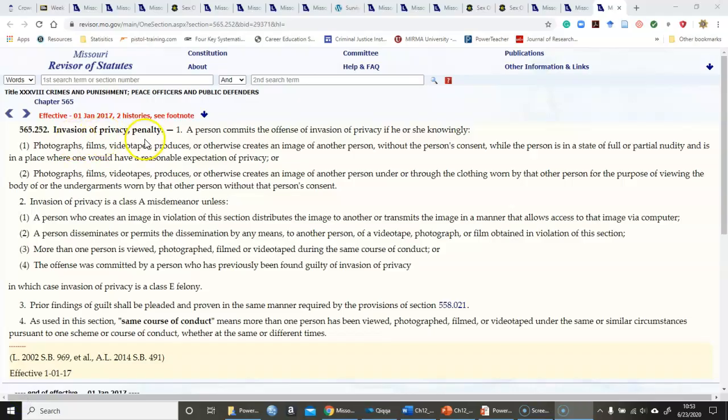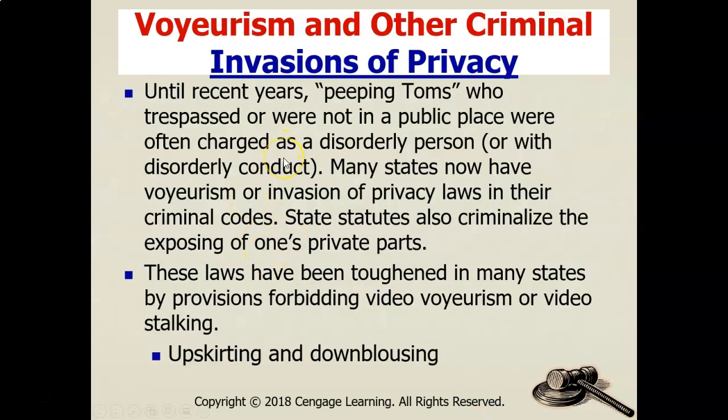Missouri statute, invasion of privacy: A person commits the offense of invasion of privacy if he or she knowingly photographs, films, videotapes, produces, or otherwise creates an image of another person without that person's consent while the person is in a state of full or partial nudity, in a place where one would have a reasonable expectation of privacy. So when we start looking at this statute, it goes along with our text, as far as people doing the crimes of upskirting or down blousing would definitely fall under our invasion of privacy statutes.